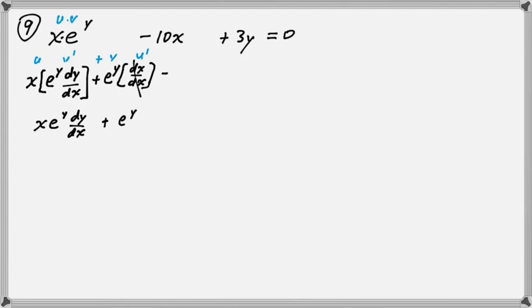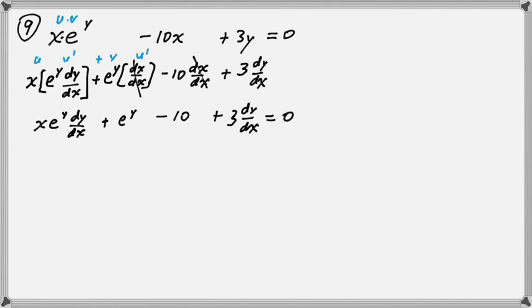Now, what's the derivative of 10x? Well, the 10 comes down, and the derivative of x is dx dx. So that just means minus 10. Plus the derivative of 3y. So I keep the 3. What's the derivative of y? Since it's a y, you put dy dx. Basically, if you take the derivative of x, you put dx dx. If you take the derivative of y, you put dy dx.